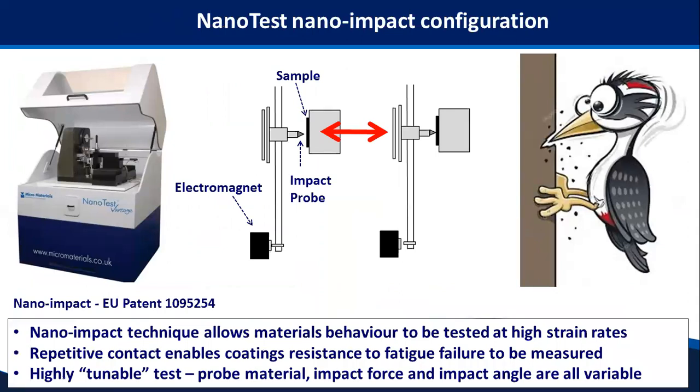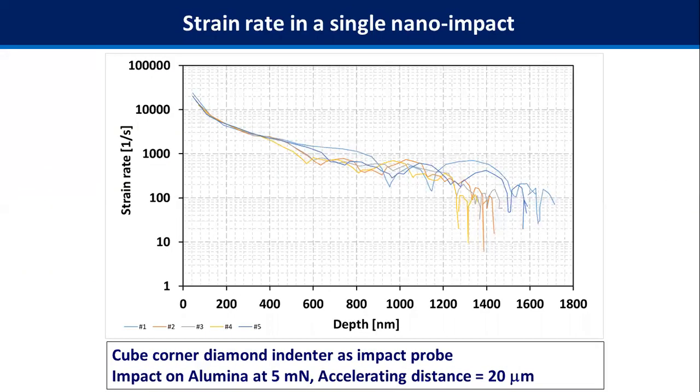We do that with our nanoscale impact test, and we can think of it very much like a woodpecker tapping at a tree. After a certain amount of tapping, the material is removed. It's a very tunable test. You can modify the probe material, the force of impact, the energy of impact, the angle of impact, the time, and the number of impacts. These are all things that you can set. And the test is at very high strain rates compared to indentation, which, as I showed, was typically something like 10 to the minus 2 per second. Here we are many orders of magnitude higher.